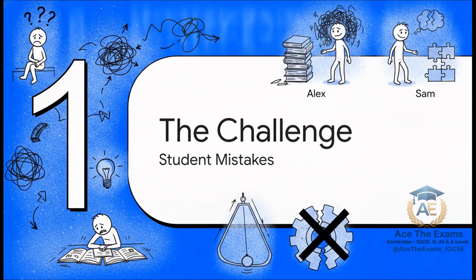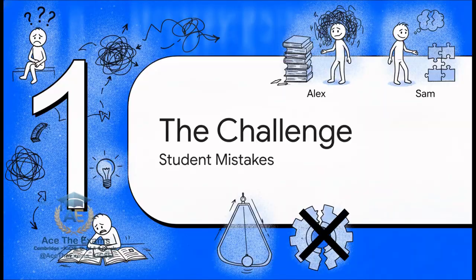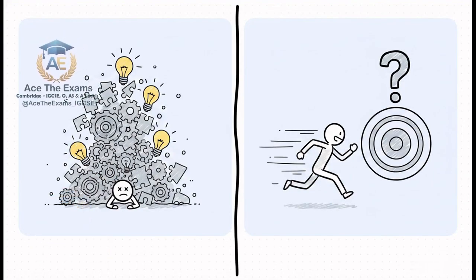To truly understand how to win at this game, we first have to understand exactly how students lose. We often see two very distinct types of candidates who consistently struggle in Cambridge examinations despite putting in hours and hours of revision. Let's call them Alex and Sam. We are going to look at their approach to a classic reflection question to identify exactly where the breakdown in methodology actually occurs. Comparing these flawed answers side by side, the contrast is incredibly revealing.